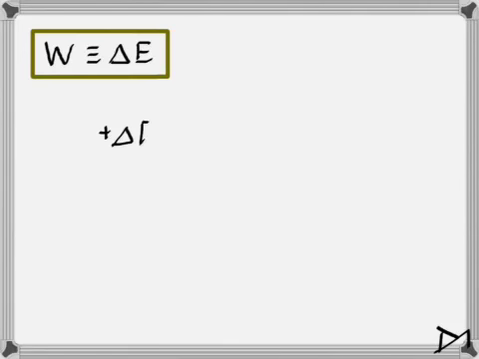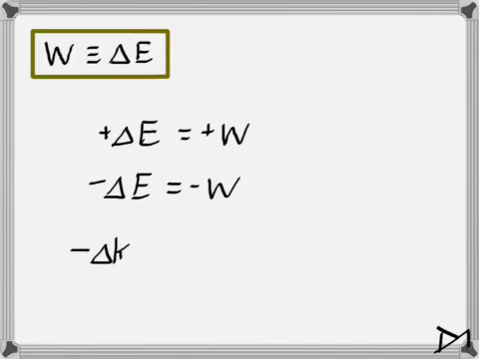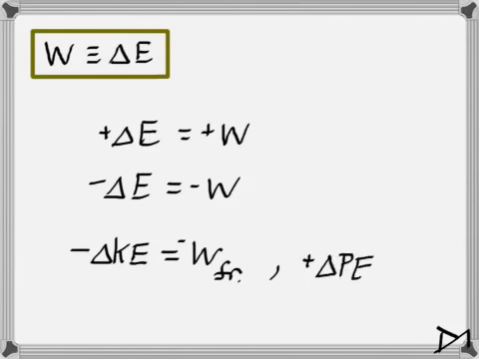Work. Work is defined as a change in energy, a delta E. If the energy increases, it's positive work. If energy of some form decreases, that would be negative work, such as a loss of speed, a loss of kinetic energy, a negative delta KE, let's say from the negative work of friction. Friction slows things down, so it's losing kinetic energy.